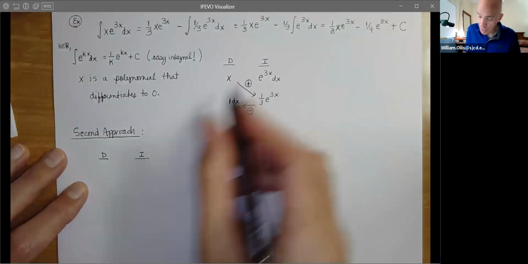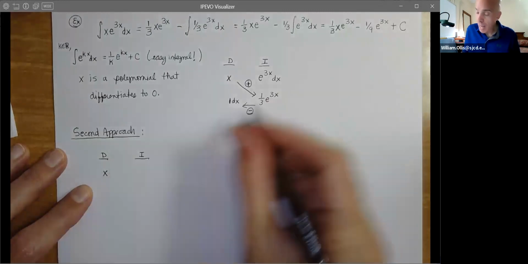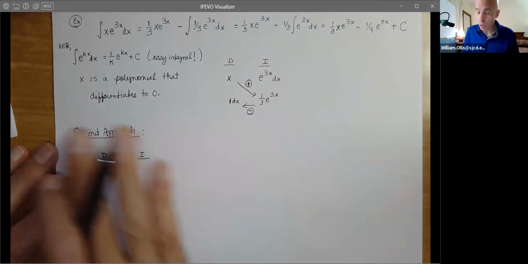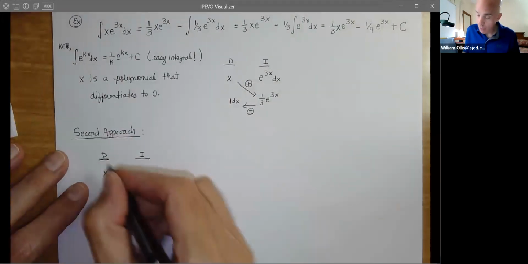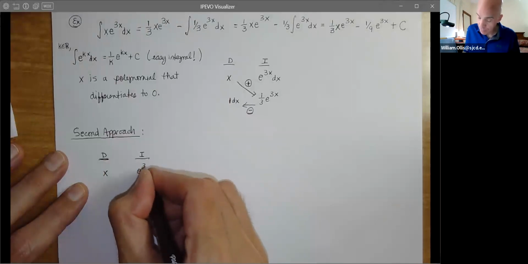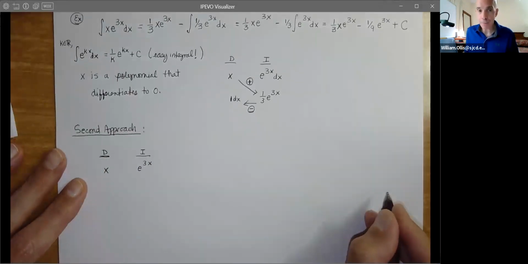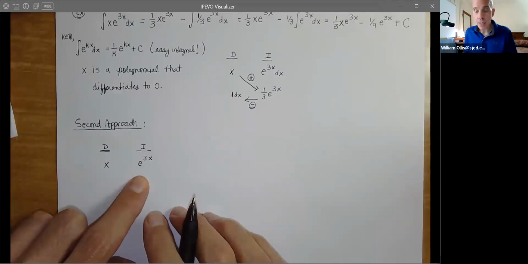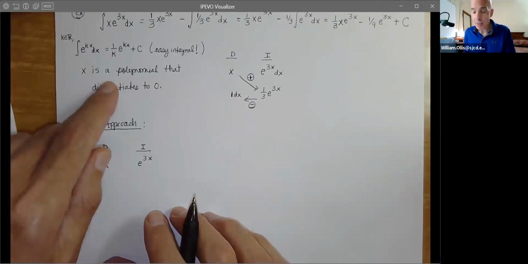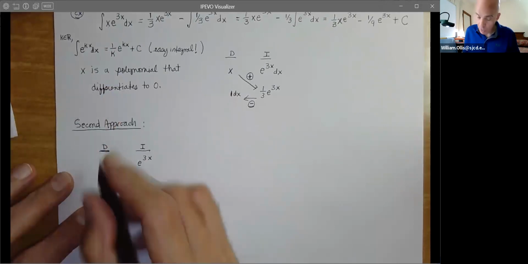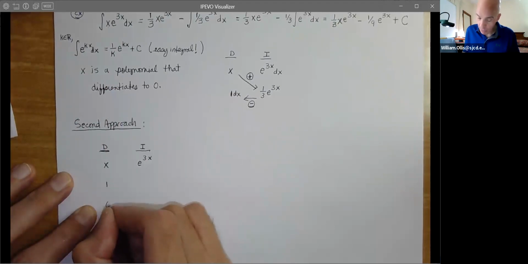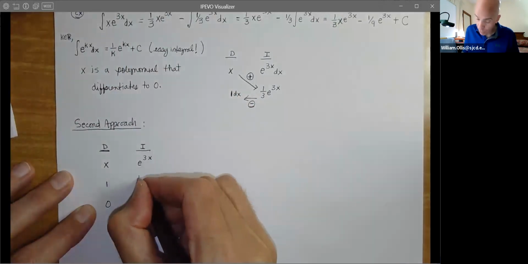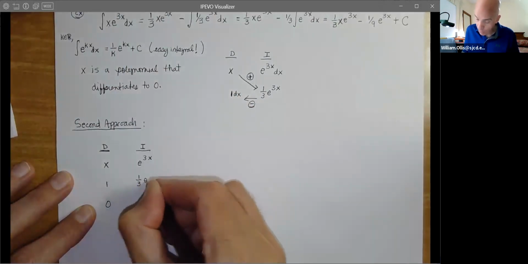So here we can start the same way, x, and now I'm not going to put in all these dx's. I'm going to leave them out. This is where we relax the notation. So we have x e to the 3x. I want to differentiate this and I want to integrate this. But notice here, I'm going to differentiate the x to 0. So I'm going to do 1 and then 0. Now here, I've got the same thing, 1/3 e to the 3x.